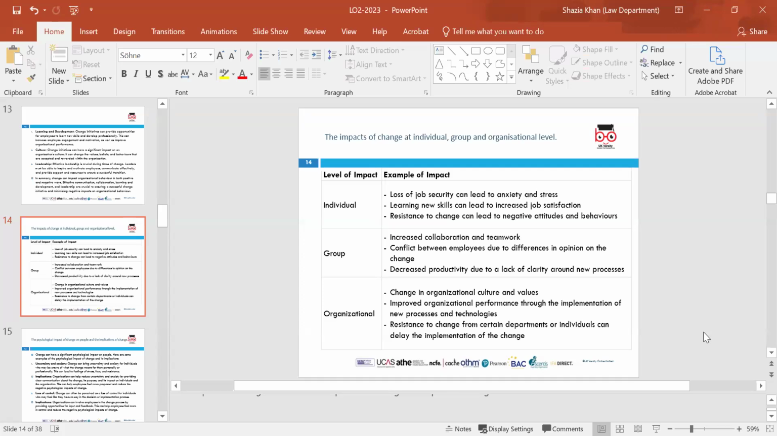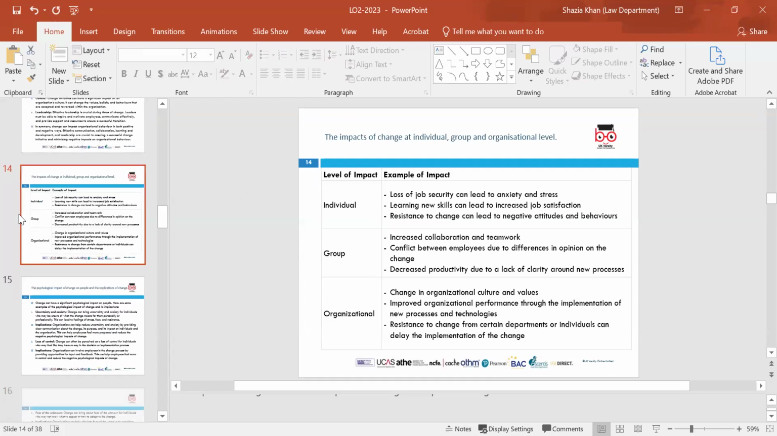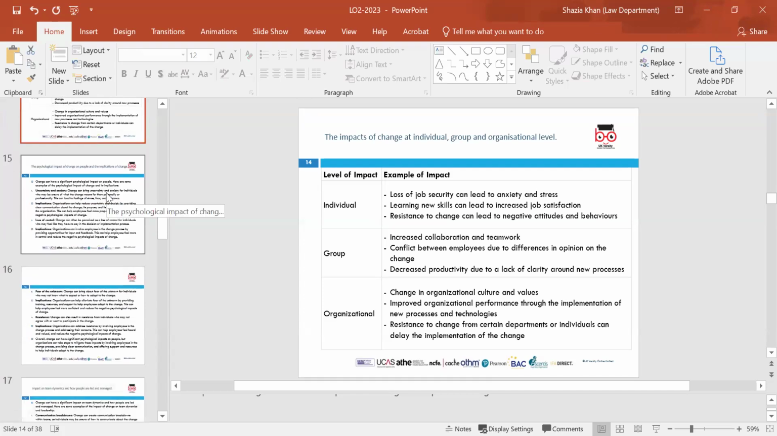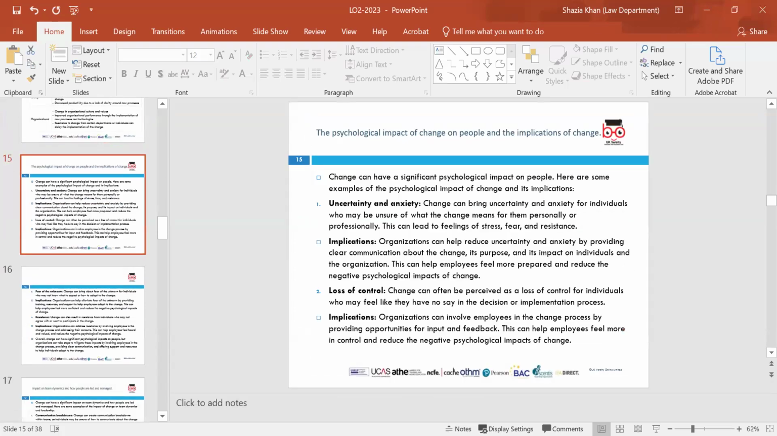For organizations, it could be their culture, improved organizational performance, new processes, new technologies, and it could be a communication breakdown within the organization. So the impact of change doesn't always have a good impact on an organization. And when we looked at the psychological change as well, this is really important.